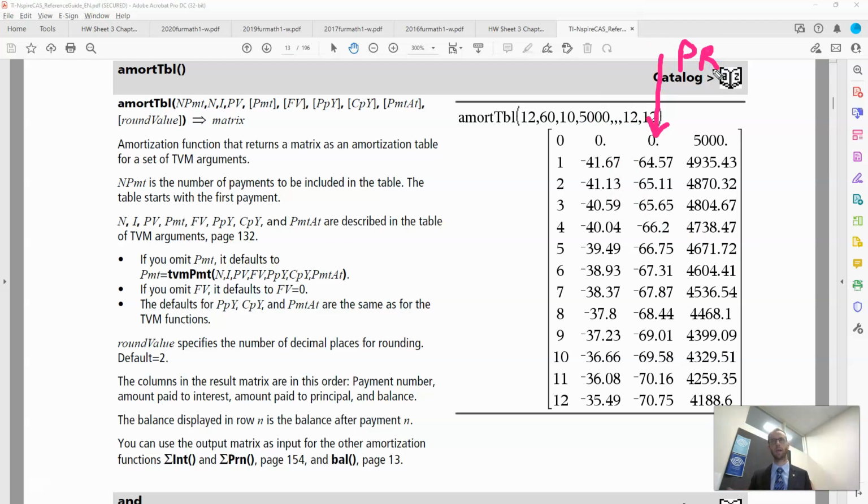The next column is actually principal reduction. That's how much of your payment goes towards paying down the loan itself. You'll notice that's increasing because as time goes on, more of the payment is paying off the loan. And the last one is the balance of the loan. Only $5,000, $4,935.43, and down it goes. Okay, so let's do an example.